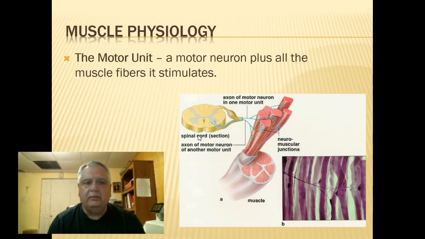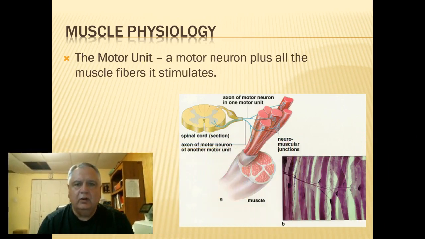The second concept is the concept of the motor unit. A motor unit is defined as the motor neuron plus all of the muscle fibers that motor neuron stimulates. So we can take a look down here. Here is a motor neuron that's exiting the anterior horn of the gray matter of this section of the spinal cord.